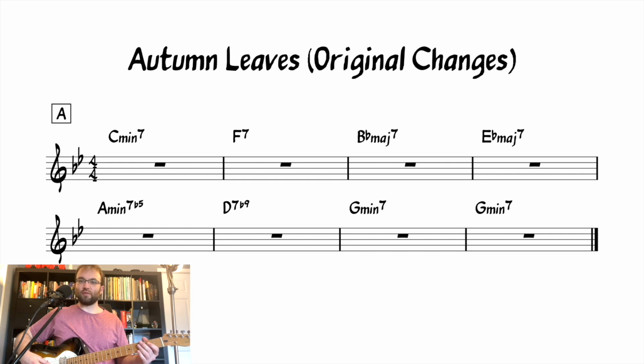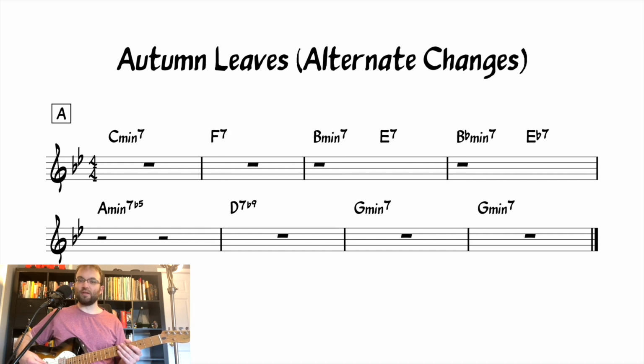So for Autumn Leaves, if we're doing it in the key of G minor or B flat major, it normally starts with a 2-5-1 to B flat major, then E flat major, and then a 2-5-1 to G minor. So that's like the stock changes.